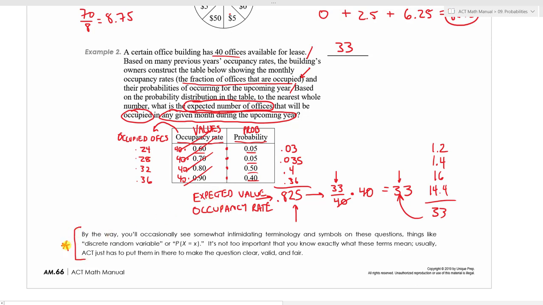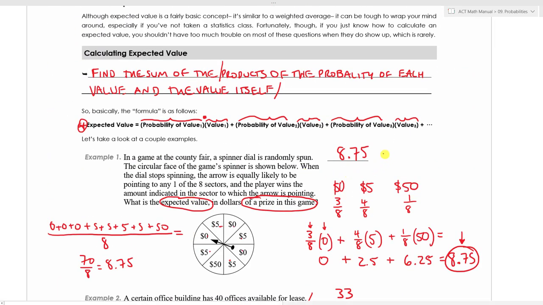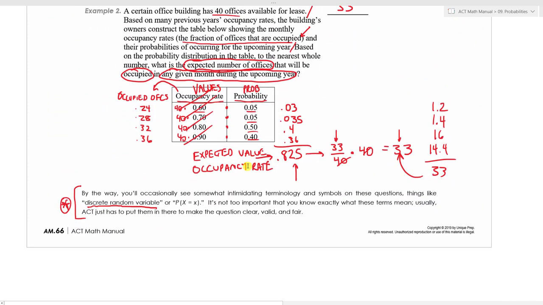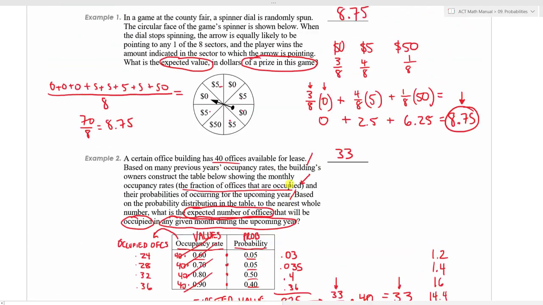One final note at the bottom, you should know that you might see some sort of nasty or intimidating terminology on expected value questions. My advice to you is to not be all that intimidated by it. As long as you know the expected value formula, you should be able to work your way through most expected value questions. And some of those questions that have the most intimidating terminology are actually the easiest expected value questions, where you simply have to multiply some values by their probabilities and add up all of the results.